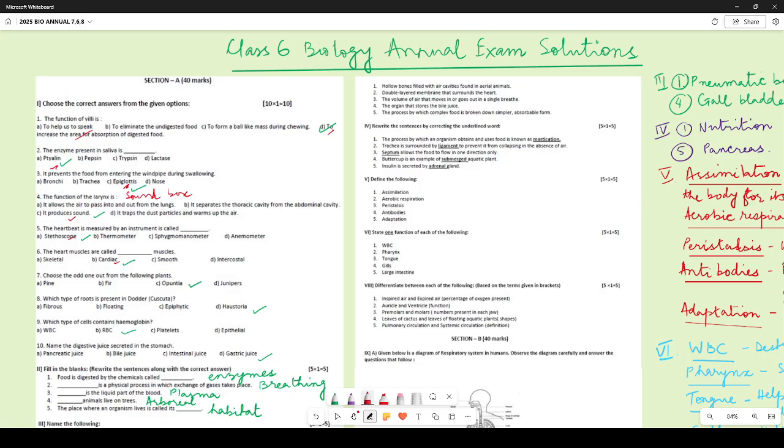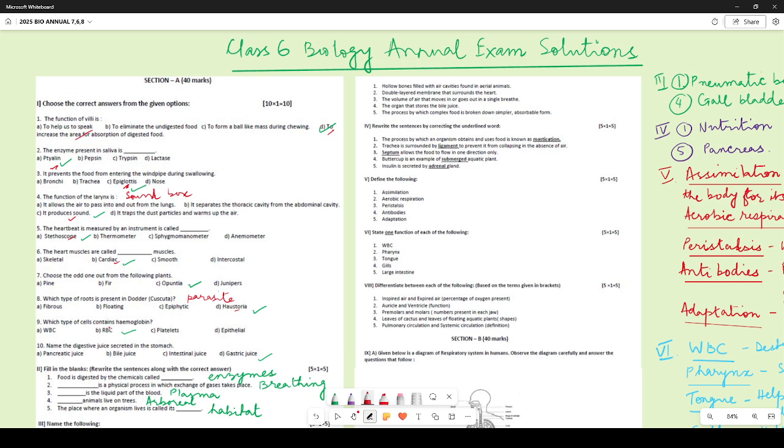Why? Because it is a xerophyte. All the rest are mountain trees. So they are found in cool climate, whereas opuntia is found in deserts. What type of roots is present in dodder or cuscuta? You know, it is a parasite. So parasites, they have special roots which are called as haustoria.